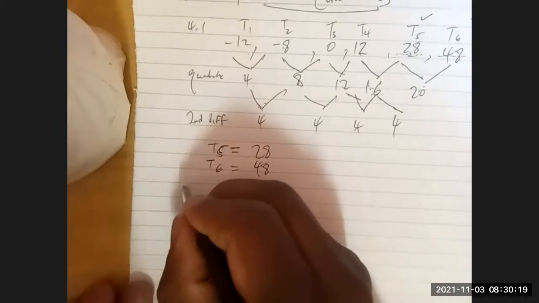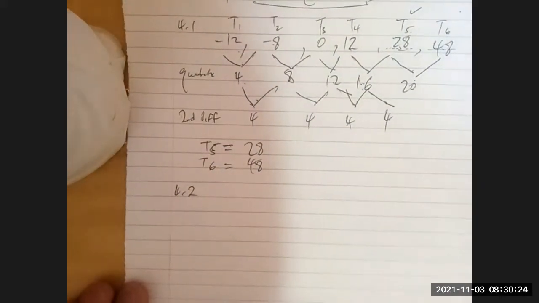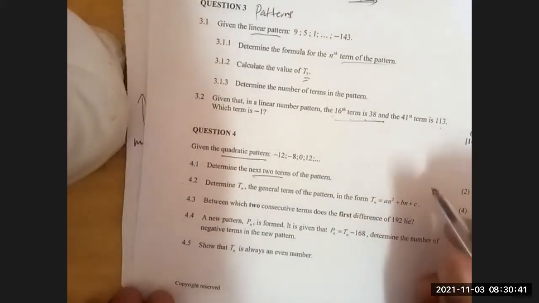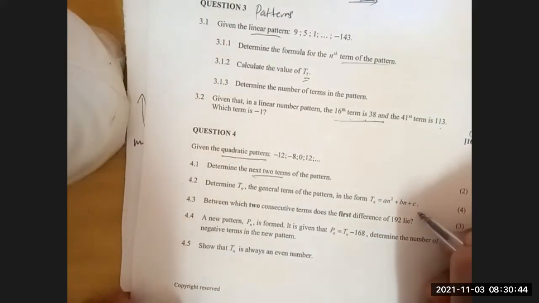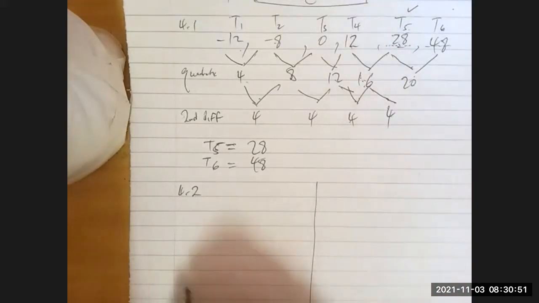This is something that you are being tested on in this question paper. So this is what those who were writing it were being tested on. And that makes us move on to the next question. The next question says determine Tn, the general term of the pattern, in the form Tn equals an squared plus bn plus c. So 4.2, they want us to find the general formula.